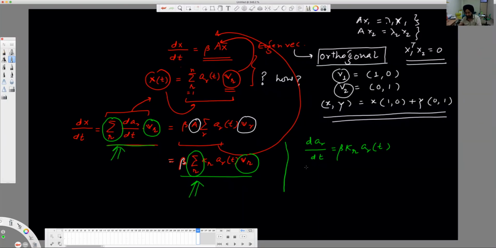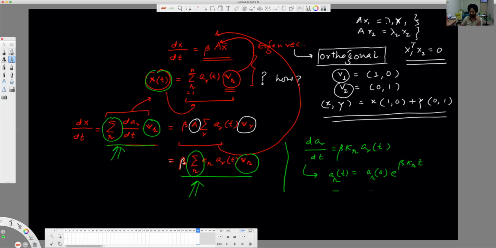Okay, so in fact, before putting it back to the xt to get the xt value, we can actually get the solution to this equation, which exists, and some of you can also guess it. The solution is going to be A_r at time t is equal to A_r at time 0 times e raised to the power beta times kappa_r times t, right?